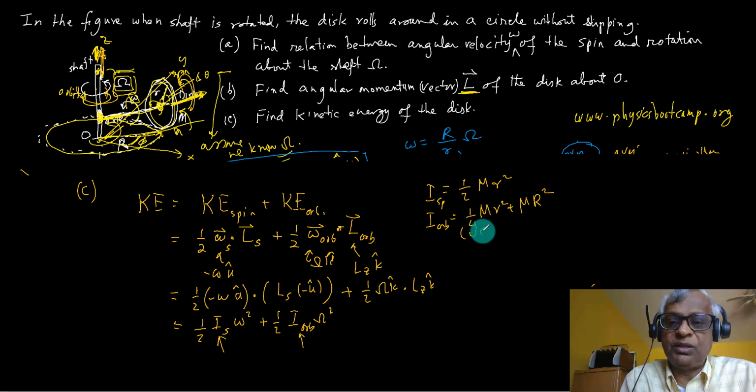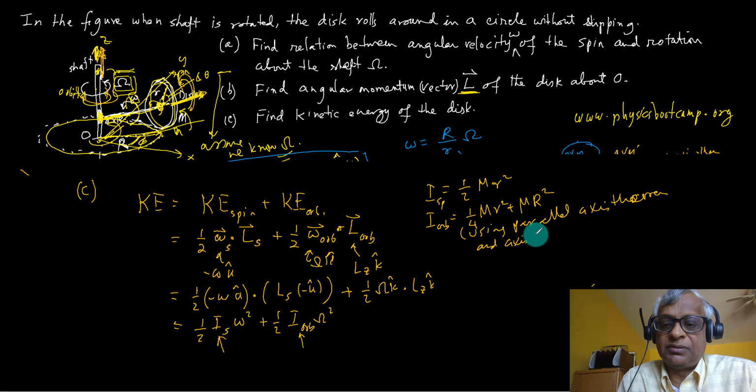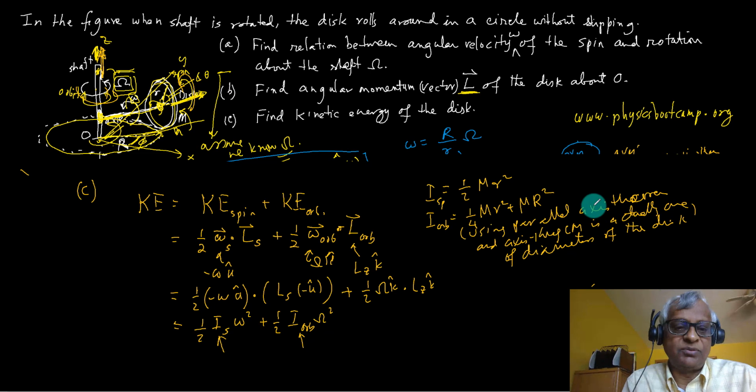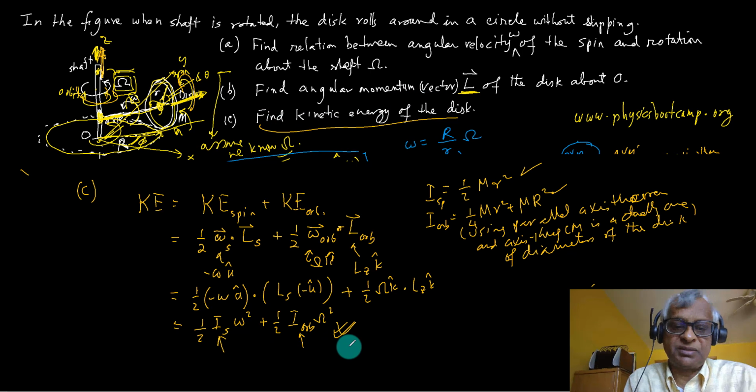So this is using the parallel axis theorem, and the axis through the CM is actually one of the diameters of the disk. So using these, this completes our answer for kinetic energy, because we can just add them up simply.